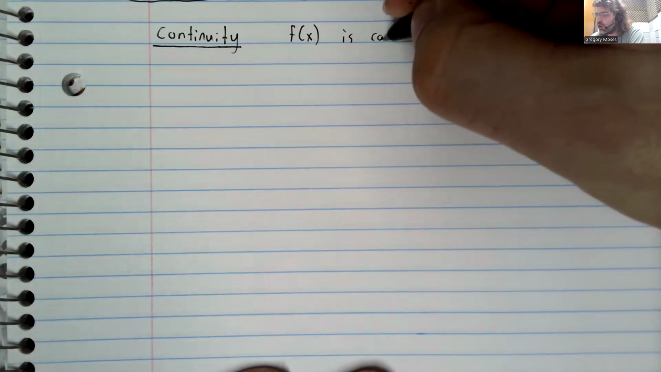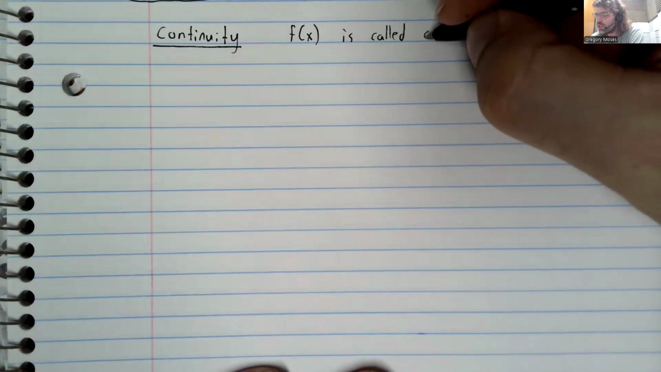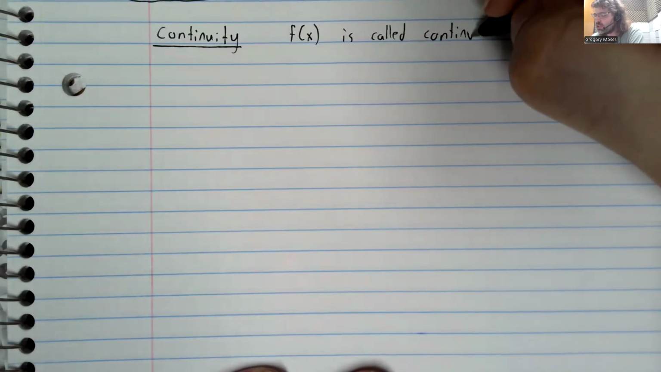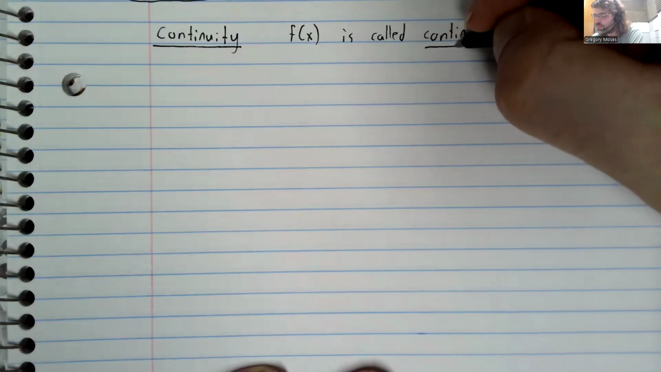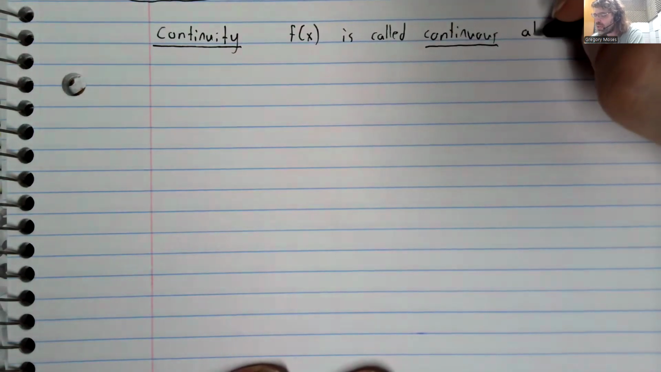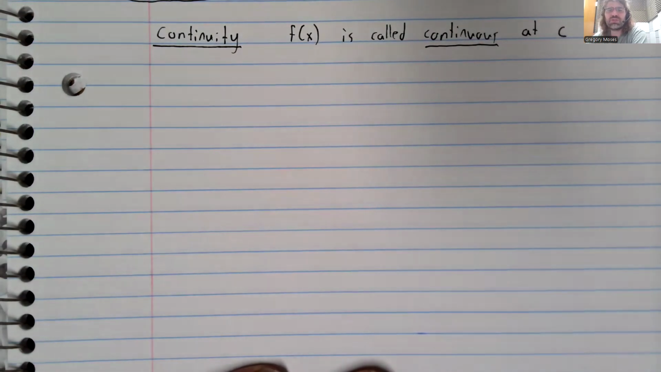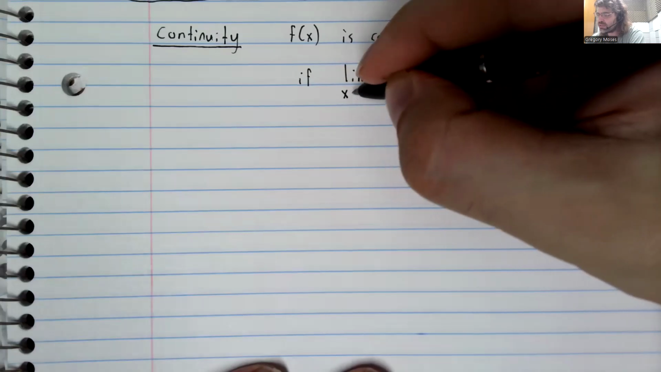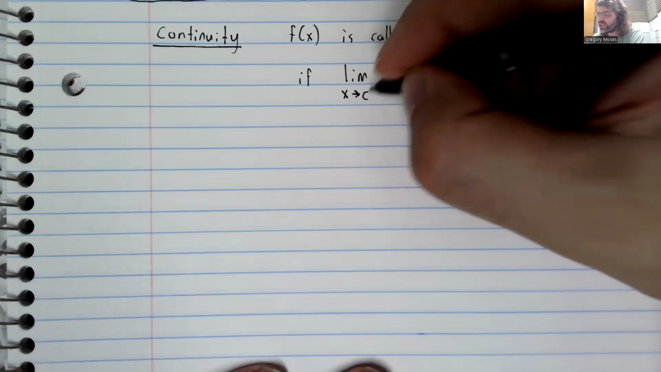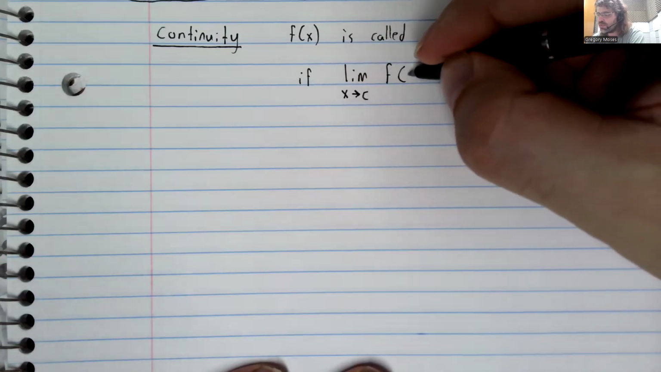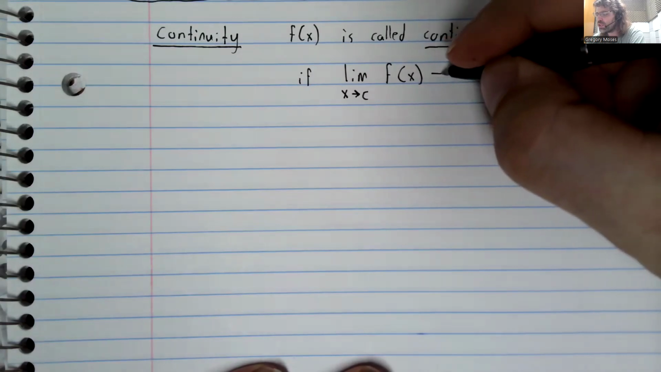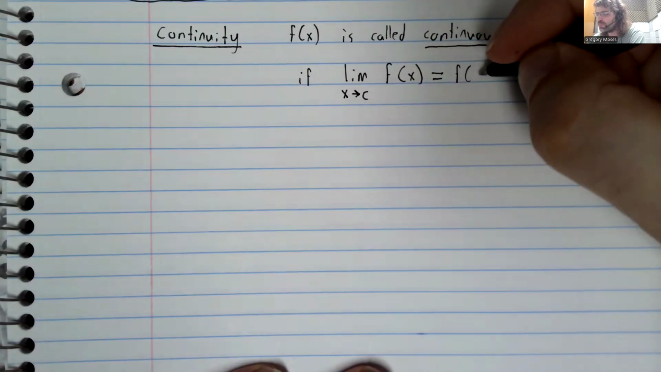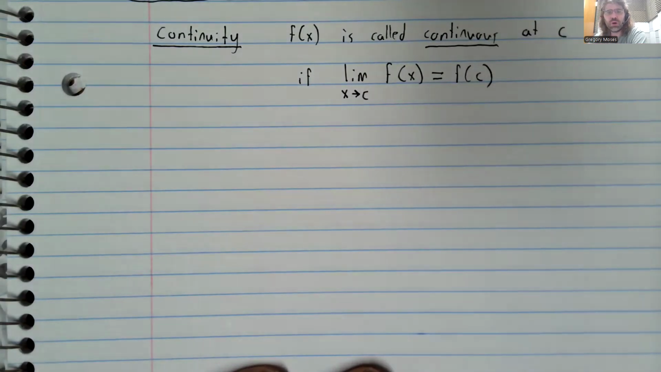f of x is called continuous at a value c if the limit as x approaches c of f of x equals f of c.